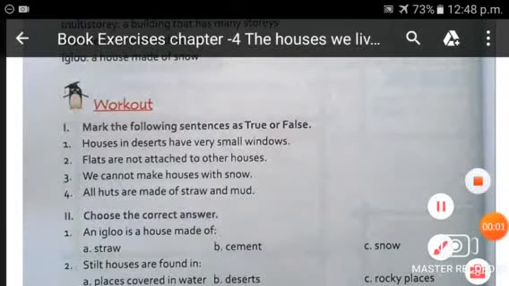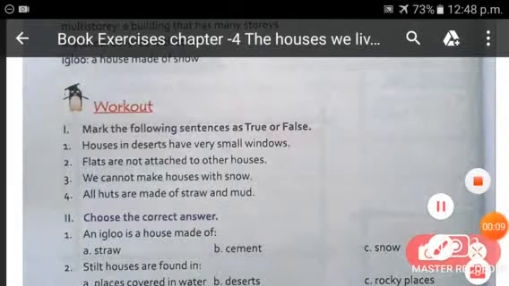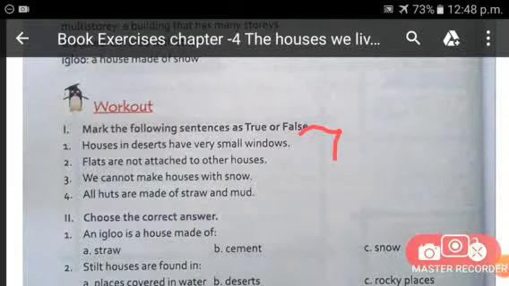The houses in desert areas have very small windows because the small windows help them to keep out the heat of the desert from their houses, okay students. So this statement is true. You have to mark T here, because this statement is true. So the first one is true, so here we mark T for true.